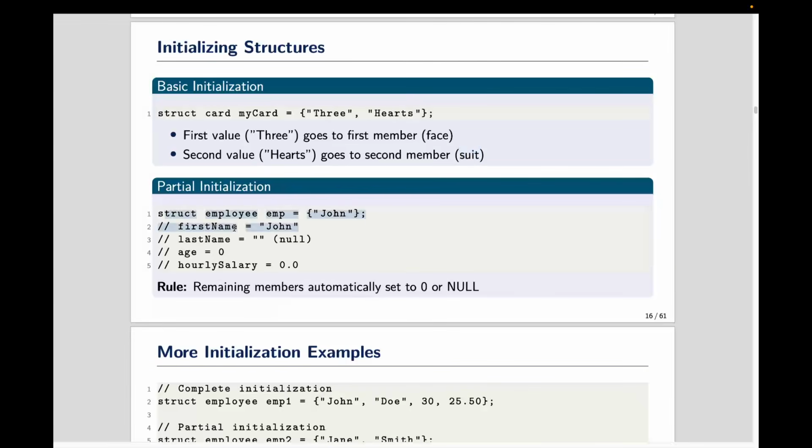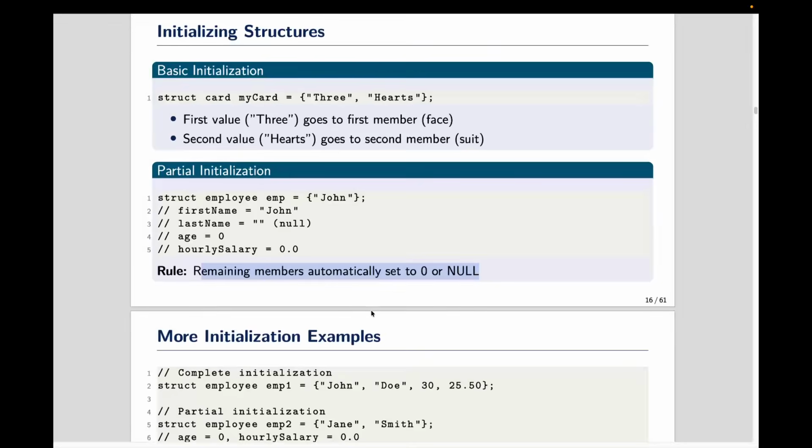Then struct employee over here, and if you just apply this thing, John over there. Now first name will be John, last name will be null because I've not initialized it. Age will be equal to 0. Hourly salary will be equal to 0. So remaining members automatically set to 0 or null. But again, better way, make them equal to 0 or null. Otherwise, it will be problematic for you.